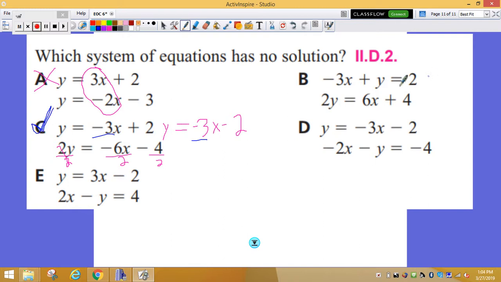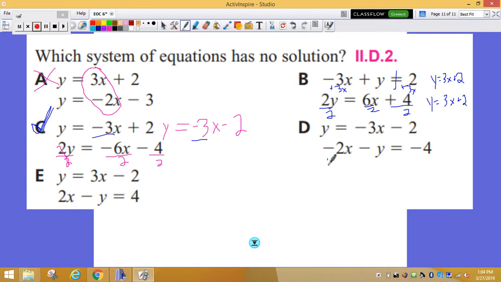Let me go through and show you why the other ones don't work. Here I would divide by 2 everywhere, and I would get y equals 3x plus 2. Here I would move my 3x by adding it, so I would get y equals 3x plus 2. Those are the exact same line. If they're the exact same line, that means infinite solutions.